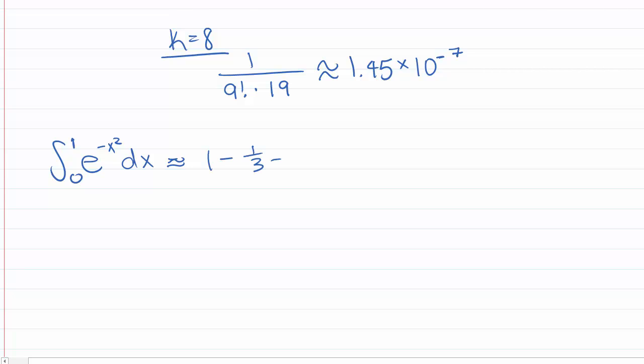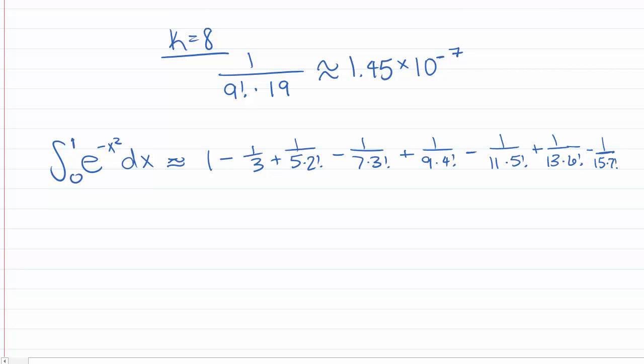So that would be 1 minus a third plus 1 over 5 times 2 factorial minus 1 over 7 times 3 factorial plus 1 over 9 times 4 factorial minus 1 over 11 times 5 factorial plus 1 over 13 times 6 factorial minus 1 over 15 times 7 factorial plus 1 over 17 times 8 factorial. And that number ends up being approximately 0.7468242657. So we were able to find a numerical answer to this integral, even though we couldn't find an antiderivative except for as a power series.